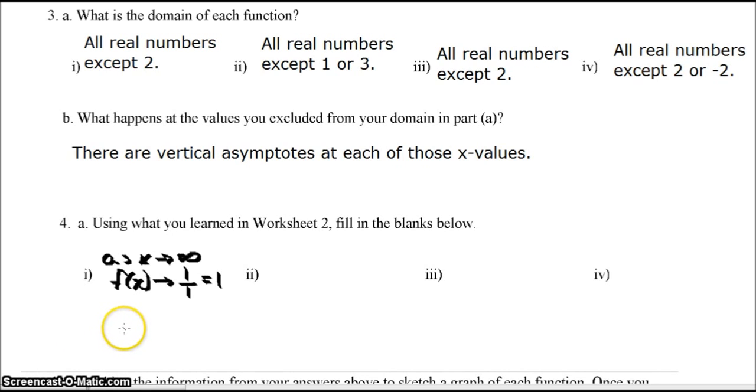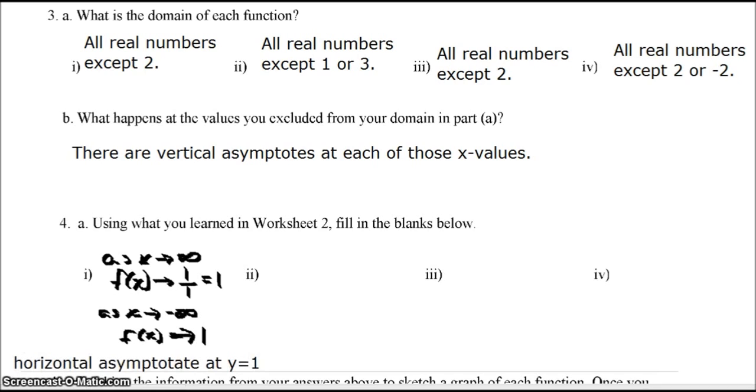Let's see, now as x goes to negative infinity, it'll still be 1. Our f of x will still go to 1 because we'll have a negative over a negative, which gives us a positive 1. And that means that we have a horizontal asymptote at y equals 1, and I totally spelled that wrong. Okay, so the next few are similar.